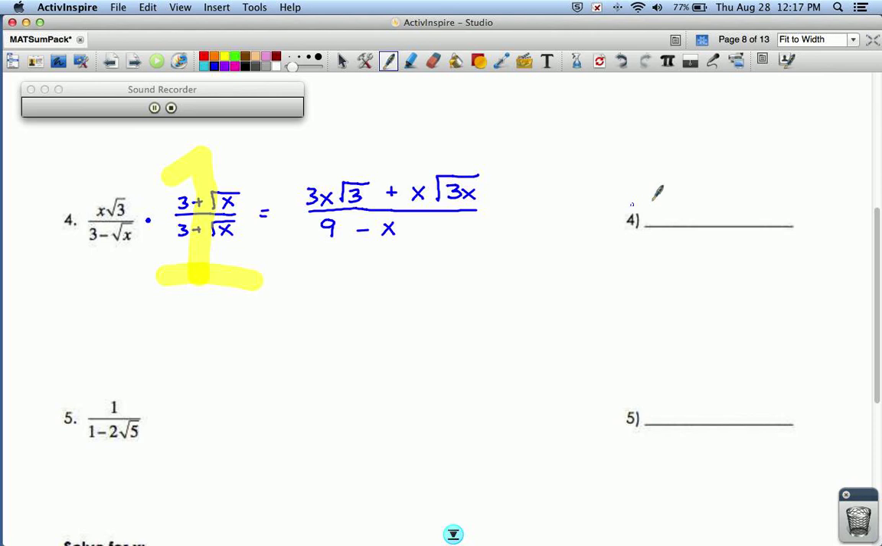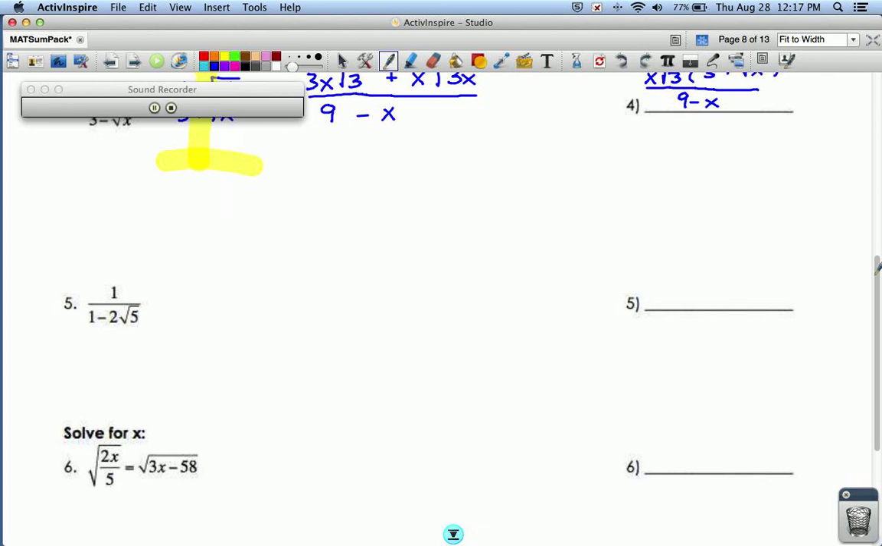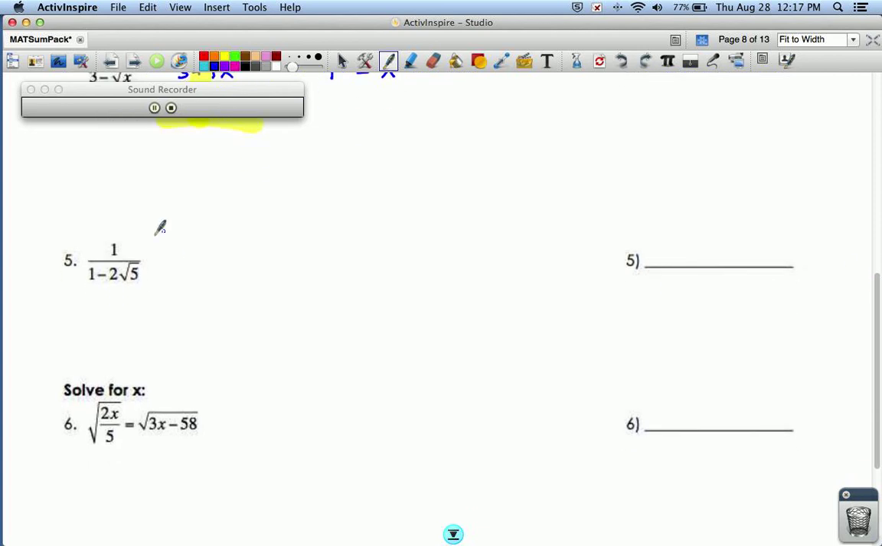Nothing's going to cancel anywhere. So I'll leave this as one final form, or if you want to factor out an x and a square root of 3 from both, we'd end up with 3 plus root x over 9 minus x. Of course, nothing reduces there. So either one, in my opinion, would be fine.